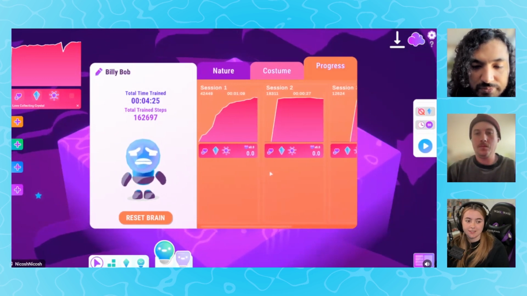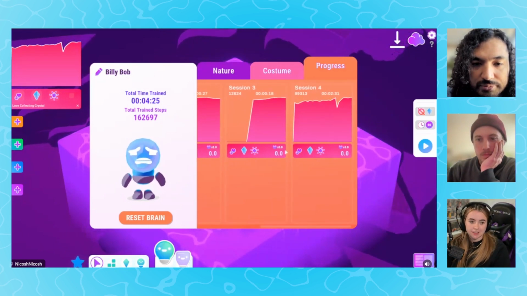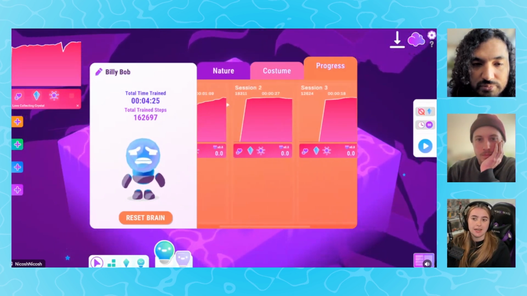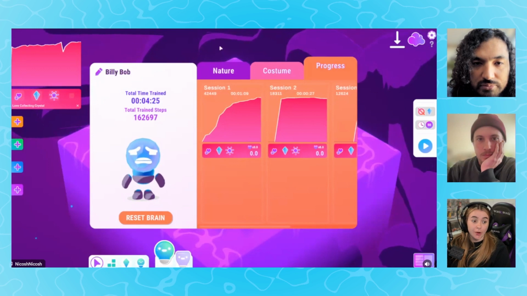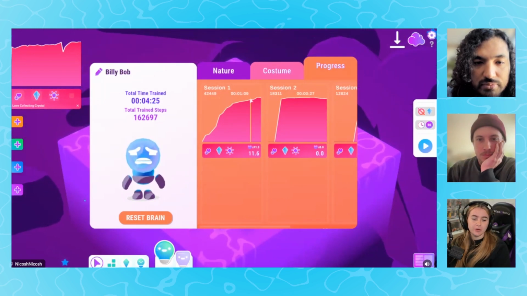Totally. That actually leads directly into the next question I was going to ask. Besides looking at the numbers, how can we as the player look at the graph and know they're learning? You know what I mean? How do we know? What exactly are we looking for?